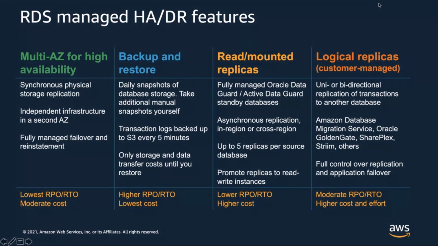This offers the lowest RPO and RTO because you have a warm database with nearly all of your changes up and running and ready to go, and can promote it in just a few minutes. It does have the highest cost, however, because you're running and licensing infrastructure.